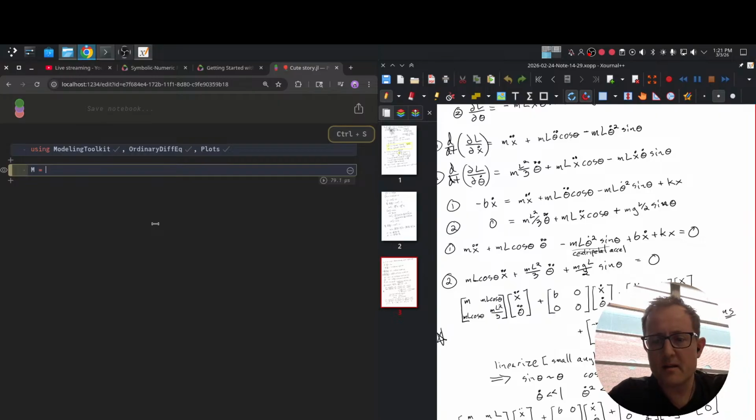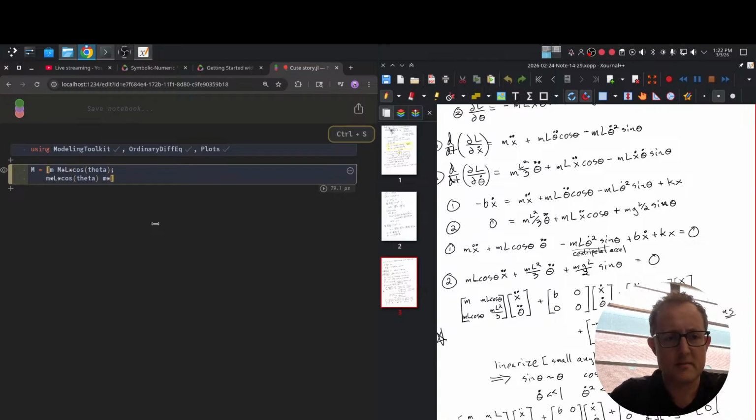So my mass matrix is going to be m times L times cosine of theta, and then m times L times cosine of theta, and m times L cubed over 3. And this is a function of theta.